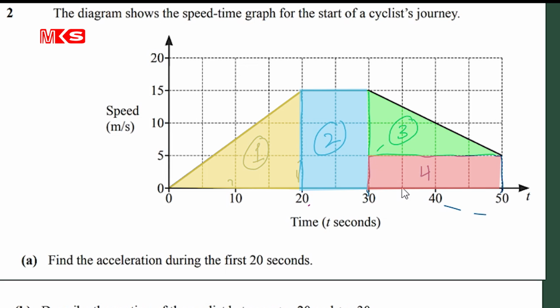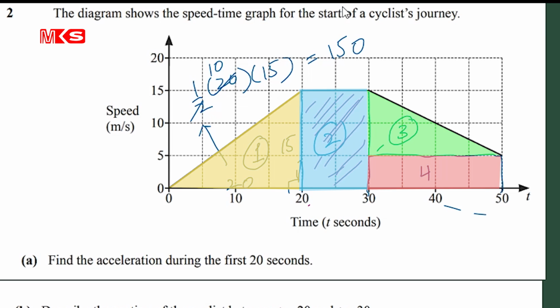Part 1 is a triangle with base 20 and height 15. So the area will be half times 20 times 15. Half of 20 is 10, and 10 times 15 is 150. The second part is a rectangle with width 20 to 30, which is 10, and height 15. So again the area will be 10 times 15, equal to 150.